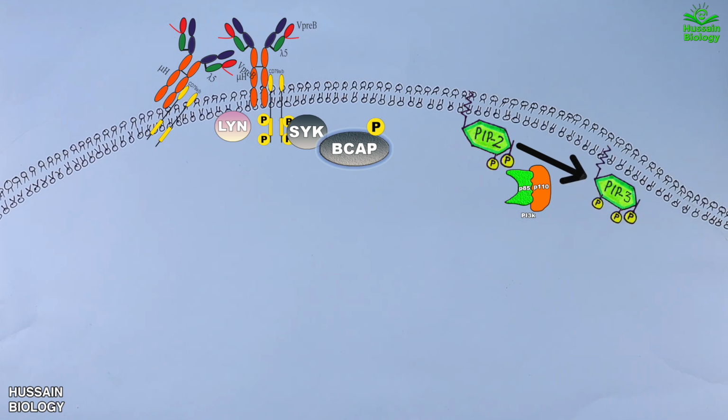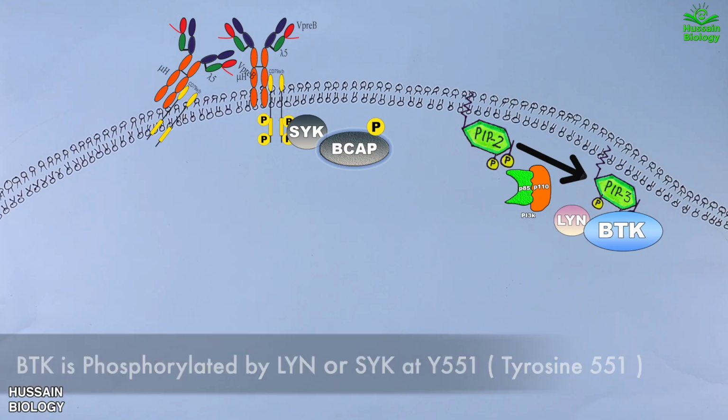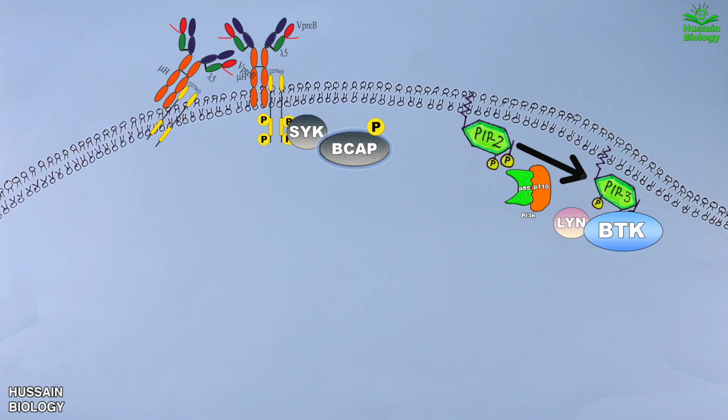Now that PIP3 is generated, it acts as a docking site for the BTK protein. BTK has a PH domain that specifically binds to PIP3, anchoring BTK to the plasma membrane. Once at the membrane, BTK is phosphorylated at tyrosine 551, typically by LYN or SYK, and then undergoes autophosphorylation at tyrosine 223, becoming fully active. With BTK active, the signal continues. BTK now phosphorylates and activates PLC gamma 2, phospholipase C gamma 2, another key player in this pathway.